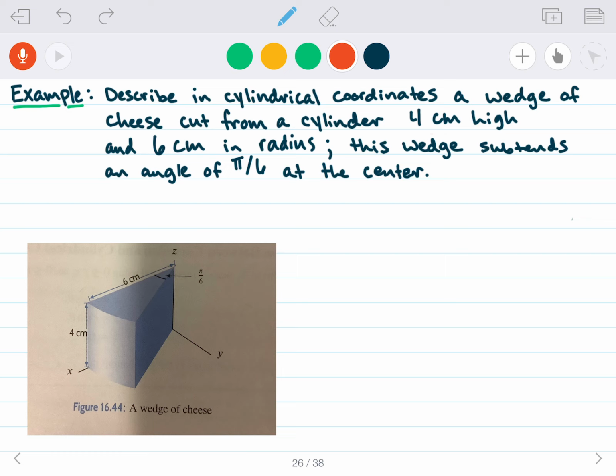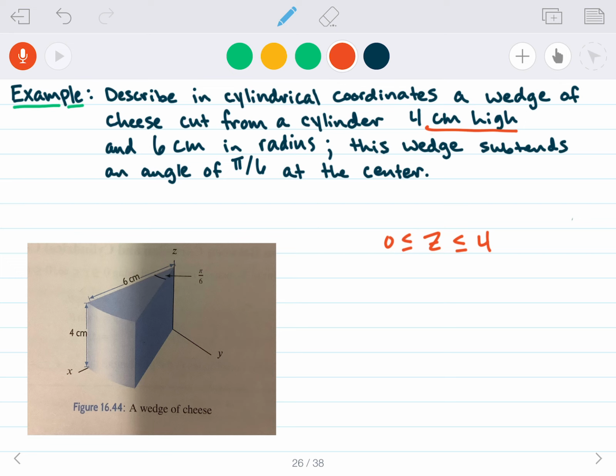Well, we can see where z varies pretty easily. Z is the height of a region, right? And so this region is going to vary from a height of 0 to a maximum height of 4 centimeters. So that's one component that we need. Z is between 0 and 4.